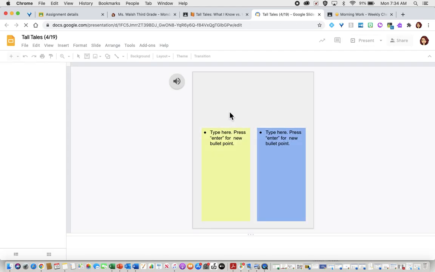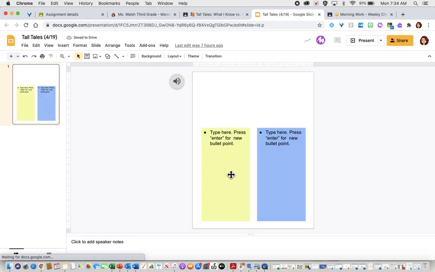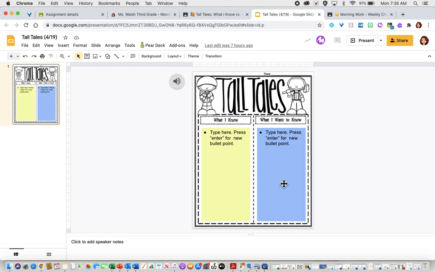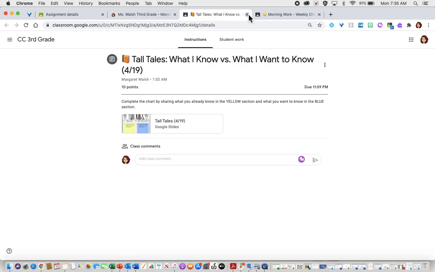Your job today is going to be filling out this chart, what I know, based off of what we've talked about, particularly with Paul Bunyan. You're going to start off by sharing what you already know, and then you're going to start telling me what you want to know about these tales, tall tales.